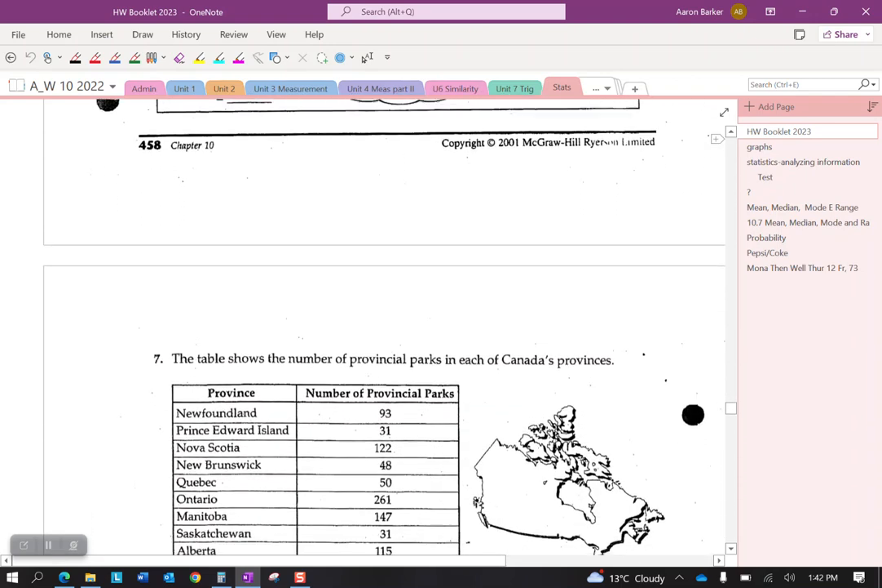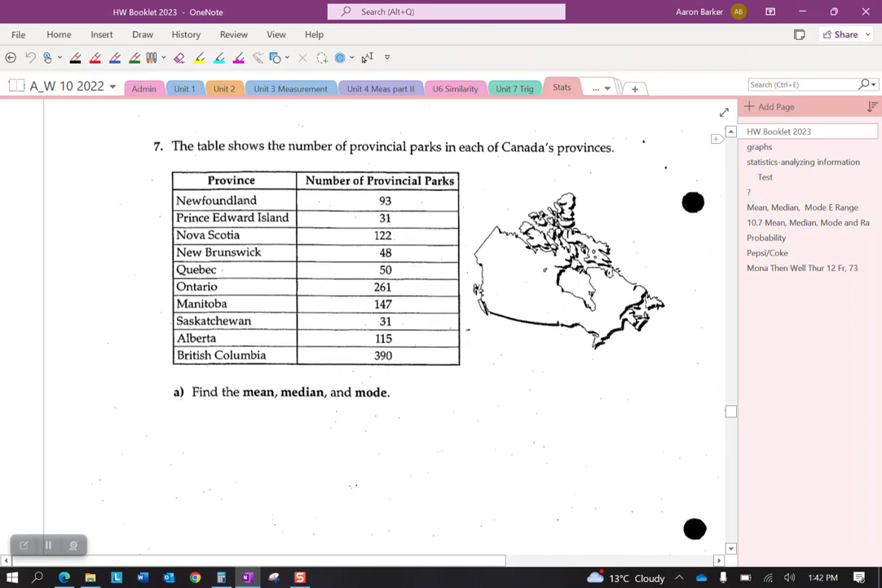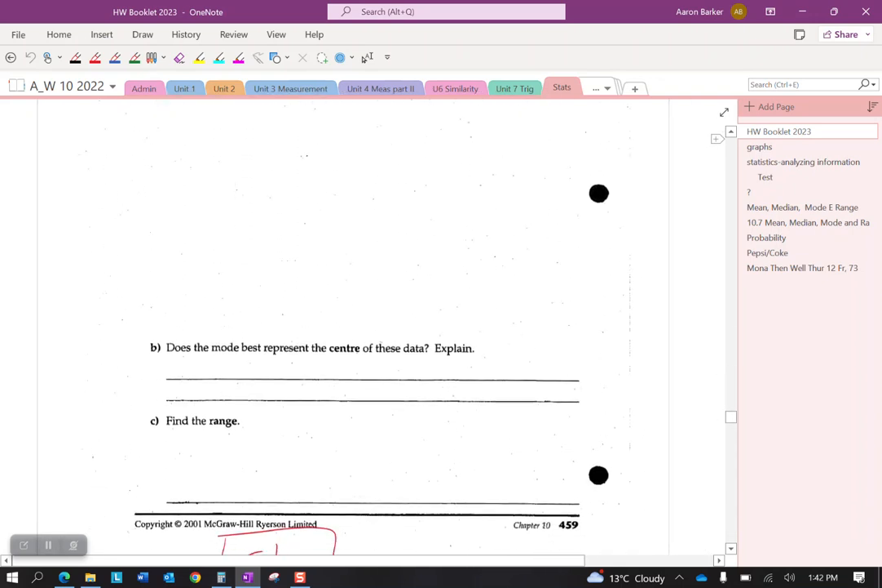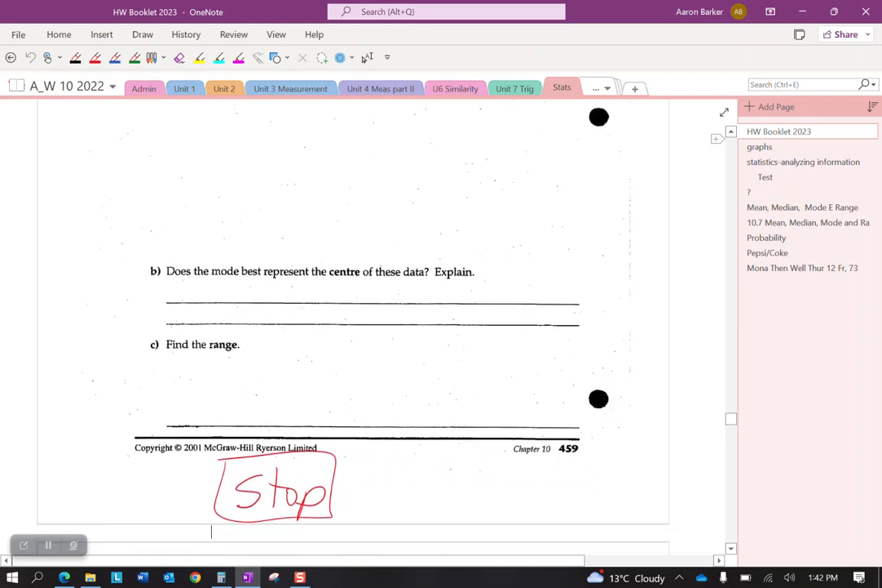And then some problems, quit talking. Here's the raw data in a table for you to find mean, median, mode, and range. And then stop here at the bottom of page 459. Chase, stop at the bottom, page 459.